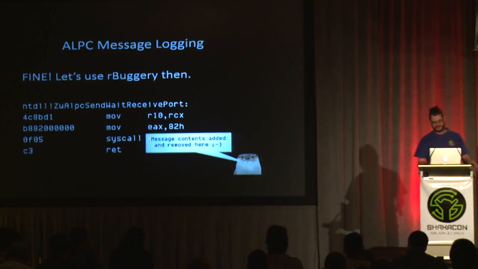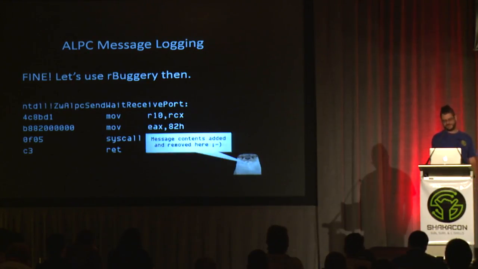So I'm like, all right, fine. I've got a debugger, I'll do that. This is a normal syscall gate, and this is what most of the native API things look like. You don't see the args being set up because they're set up somewhere a little bit higher. But it's moving the syscall number into EAX and then syscall. What that does at that point is the context switch. And when I return from syscall, my message will magically be in the buffer that I assigned to receive my ALPC message.